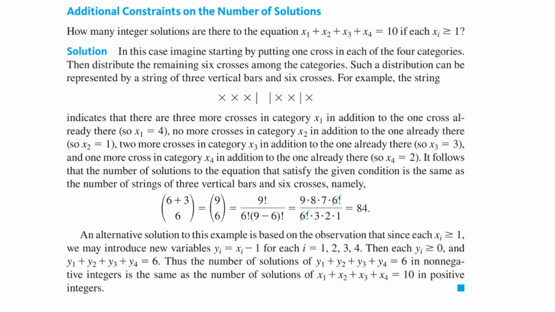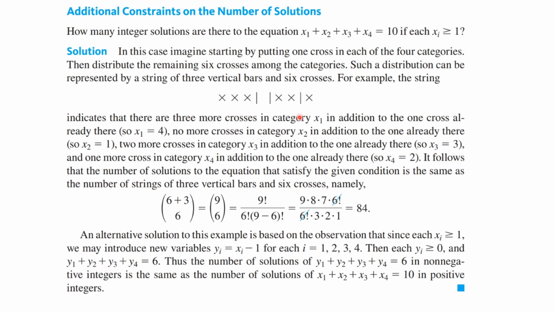Let's look at some additional constraints that we can have. How many solutions are there to the equation x1 plus x2 plus x3 plus x4 equals 10 if each xi is greater than or equal to 1? In this case, imagine putting 1 cross in each of the 4 categories. Then we're going to distribute the remaining 6 crosses among the categories. Such a distribution can be represented by this string of 3 vertical bars and 6 crosses.